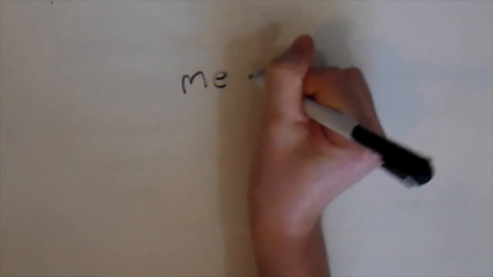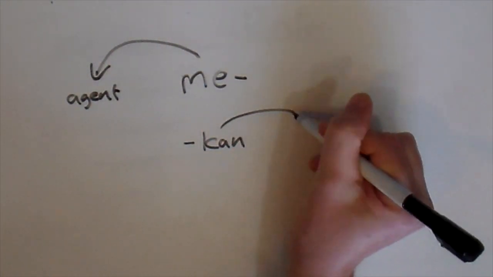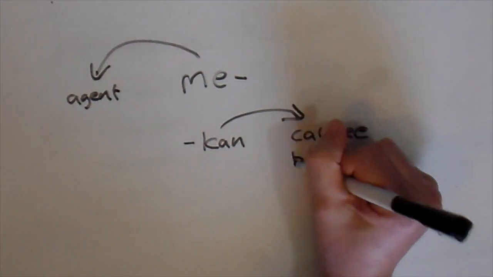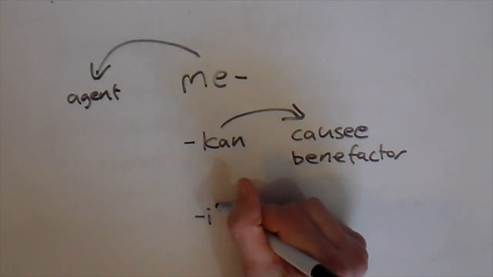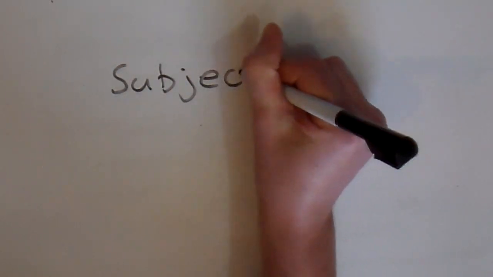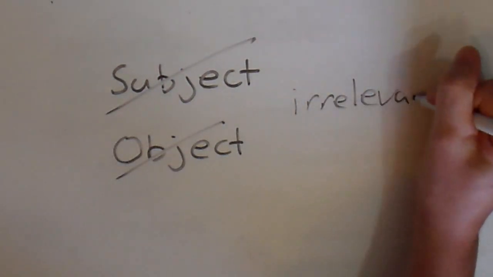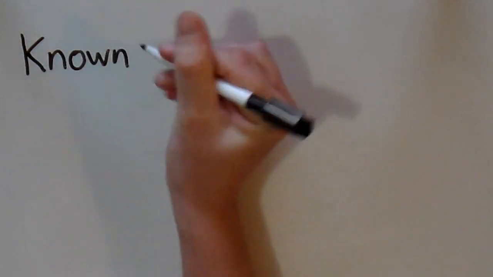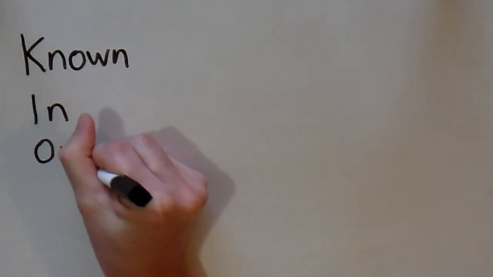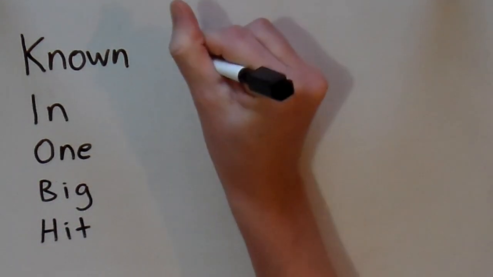Once we know the thematic roles, explaining kan and I becomes a lot simpler. While me says that we're focusing on the agent, kan says that there is either a causee or benefactor, and I says that there is either a goal or a recipient. I have not used the words subject and object when describing these relations. These terms are not relevant. Let's look at our example words. In doing this, we will only be looking at words with the m prefix because reasons.